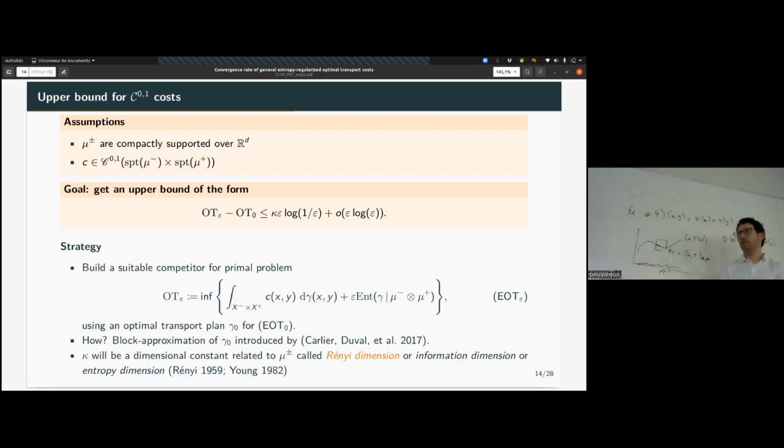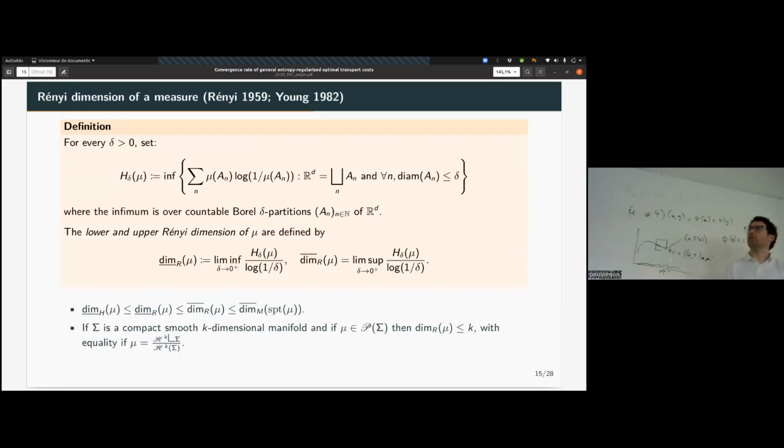And this constant kappa will be a dimensional constant related to mu plus and mu minus. And this is really funny. It's some dimension which is suited to this entropic regularization case. It's the so-called Rényi dimension, or also information dimension, entropy dimension. There are also other names, so it pops up in many contexts. So what is this dimension?